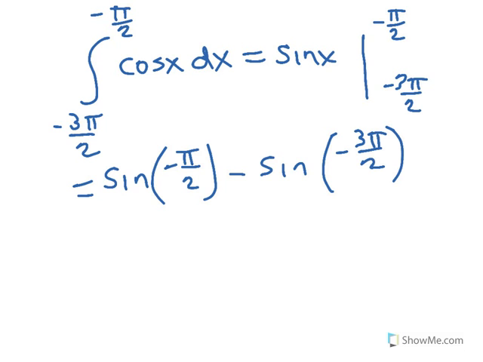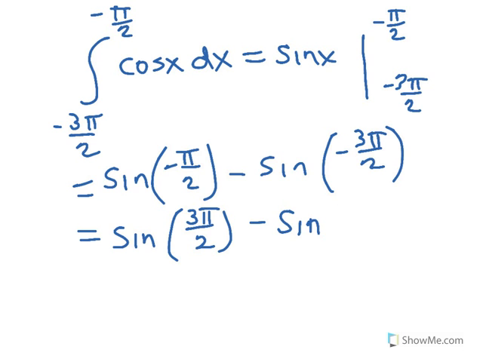This is really where the fundamental theorem is being used. Now if you have a little trouble with these values, remember that the sine of -pi over 2 is the same as the sine of 3 pi over 2. We're at the bottom of the unit circle. And that the sine of -3 pi over 2 is the same as the sine of pi over 2 at the top of the circle. In either case, the sine of 3 pi over 2 is -1 minus the sine of pi over 2, which is 1.